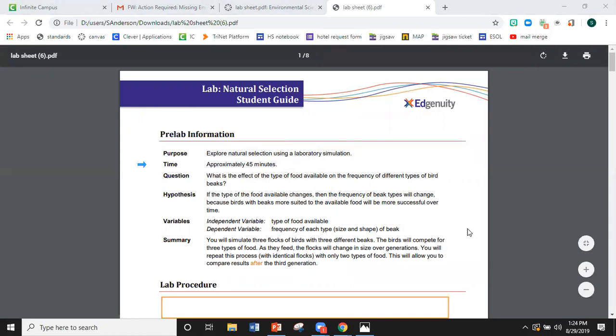Okay, go ahead and get this open. And then I'll show you what to do and how to upload it. Take just a second and make sure you have this lab document open.